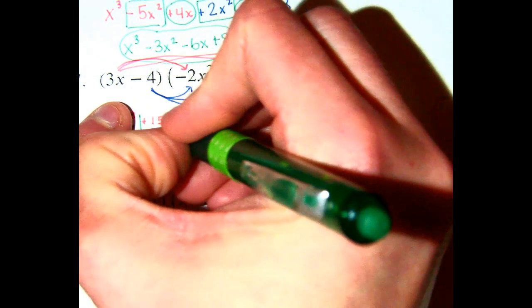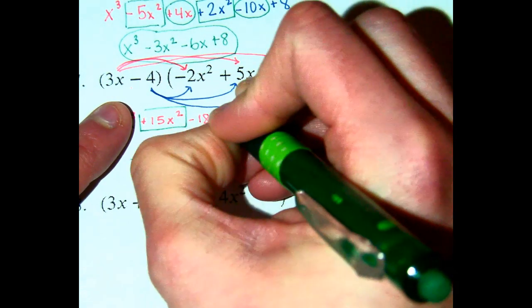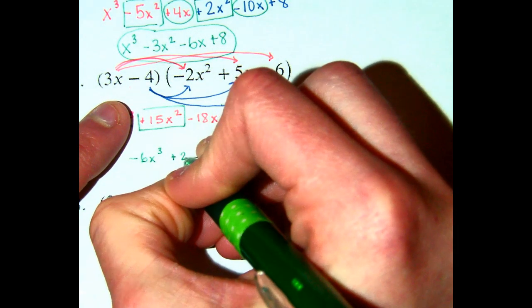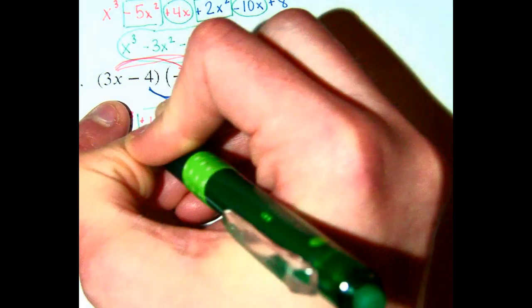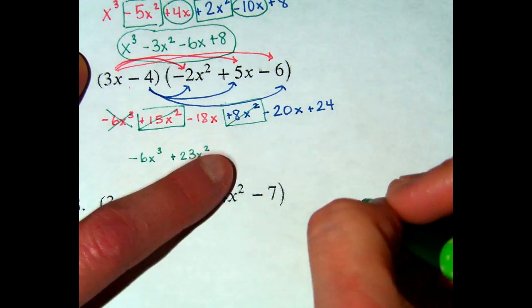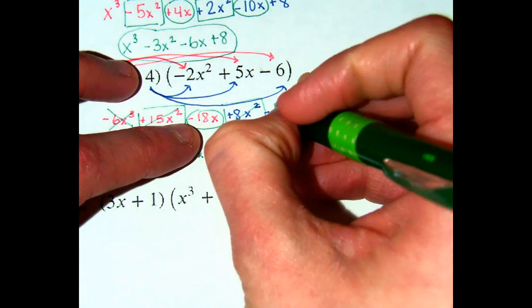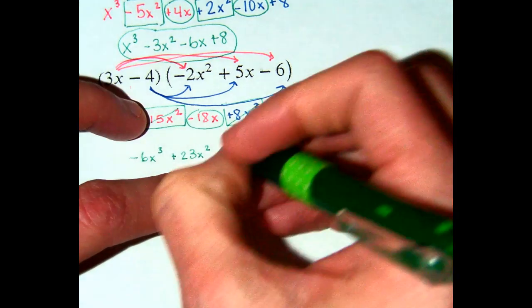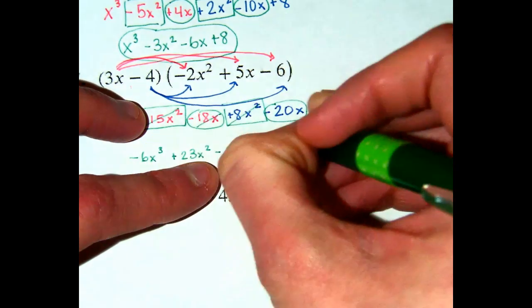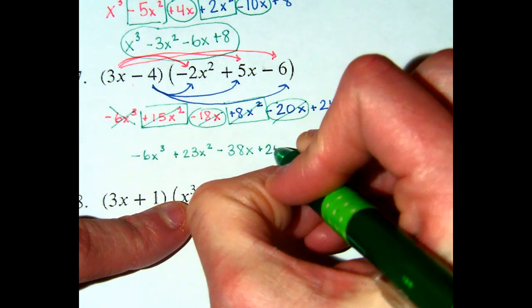I've got 15x squared. Does it have a like term? 8x squared. Adding those together gives me what? 23x squared. Okay, I'm going to cross them out again just because it helps me to remember if I have added them together or not. Negative 18x, does it have a like term? Combining those gives me negative 38x. Taking care of them, I'm going to cross them out. 24 is the only thing that's left, so bring it down.